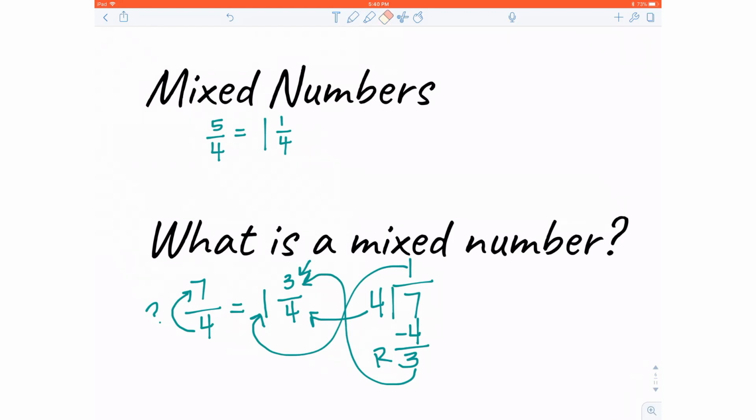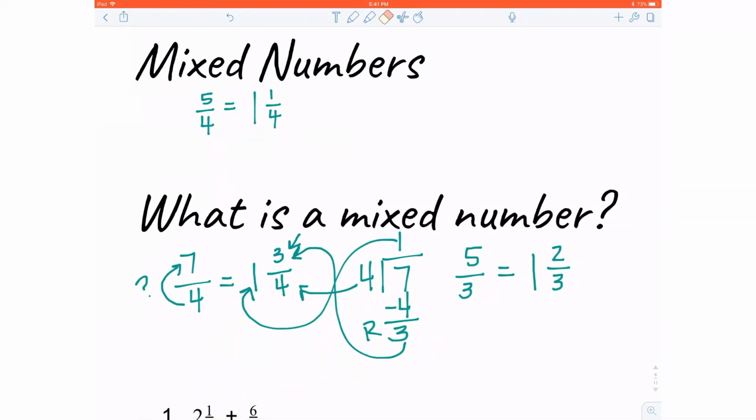I'm going to go ahead and do another example with you. Let's do 5 over 3. So 3 goes into 5 one time. My denominator stays the same. And what's my remainder? 3 times 1 is 3. 5 minus 3 is 2. So 1 2/3.